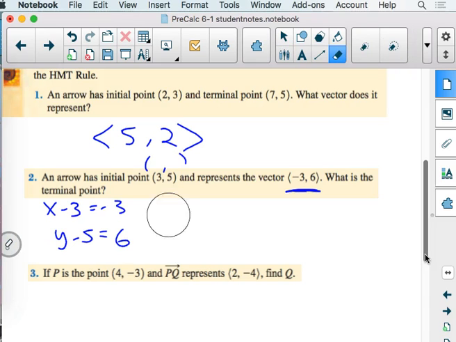And do it that way. Oops, this is a point. What is the terminal point? Almost wrote that as a vector. And you can think backwards, something minus 5 was 6. What would that something have to be?